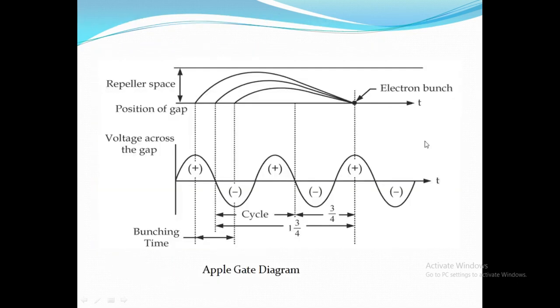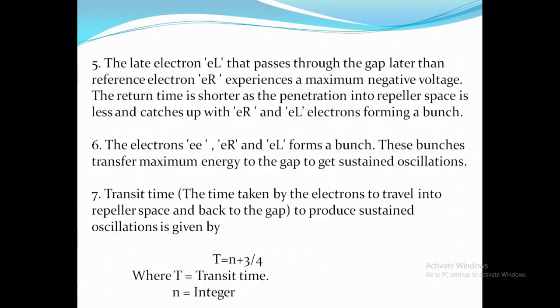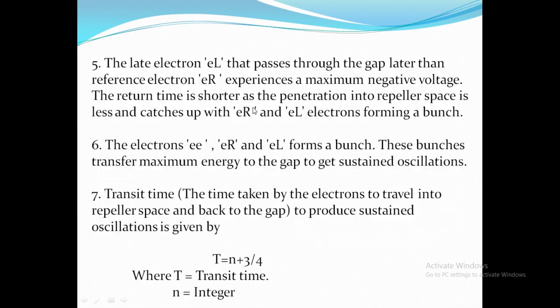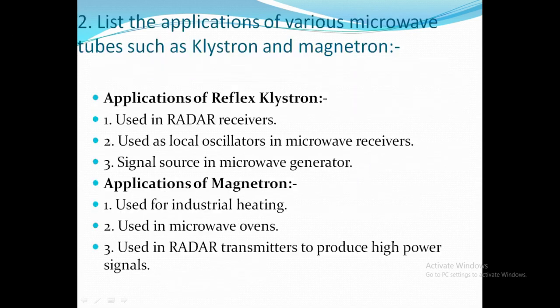So here the early, reference and late electrons form a bunch. These bunches transfer the maximum energy to the gap to give sustained oscillations. The transit time is T equals n plus 3 by 4. Transit time is the time taken by the electrons to travel into the repeller space and back to the gap. Coming to the applications of the reflex klystron and magnetrons.